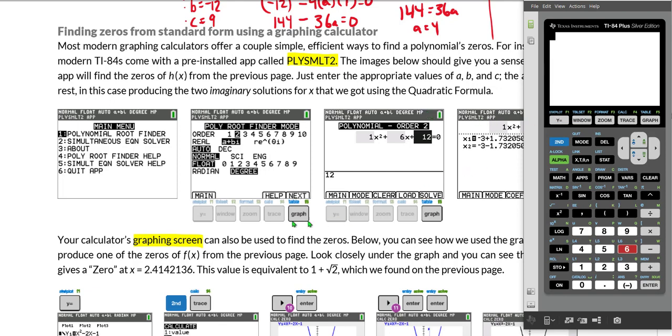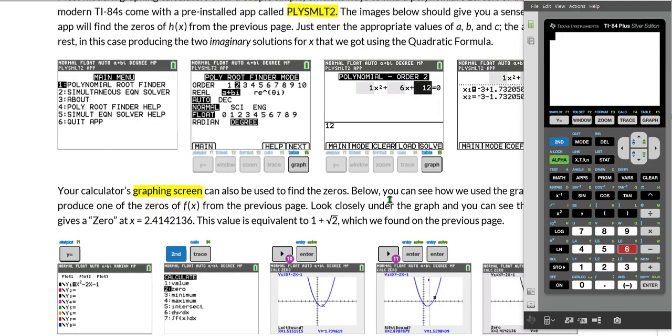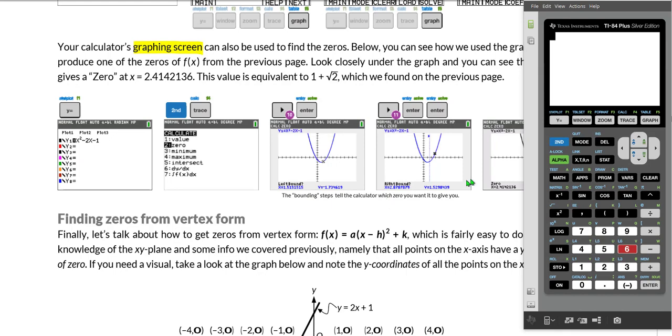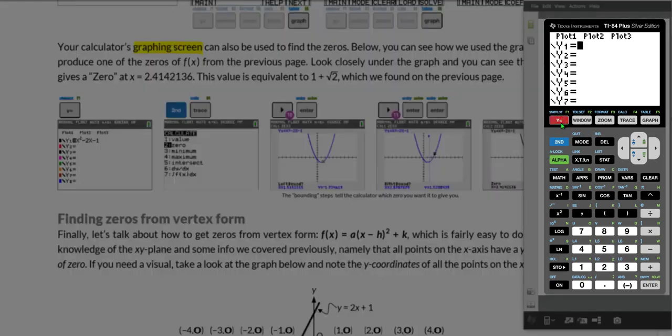Now, in terms of using the graphing screen, we can use our graphing screen to help us find zeros in the following way. So what I'm going to do is go to y equals. I am going to enter in x squared minus 2x minus 1. Okay, I'm using this quadratic right here. And what I am going to do is graph that.